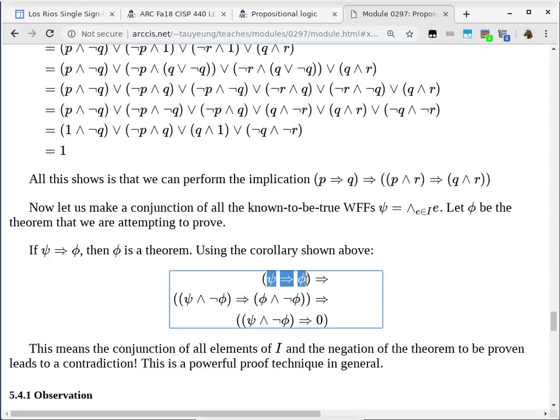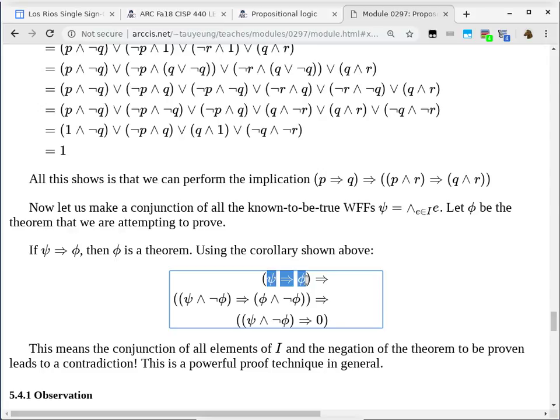Wait, phi and not phi is always going to be false. If you want to convince yourself that phi and not phi is going to be false all the time, use a truth table. So that means psi and not phi has to imply 0. It has to imply a contradiction. Is that making any sense at all?